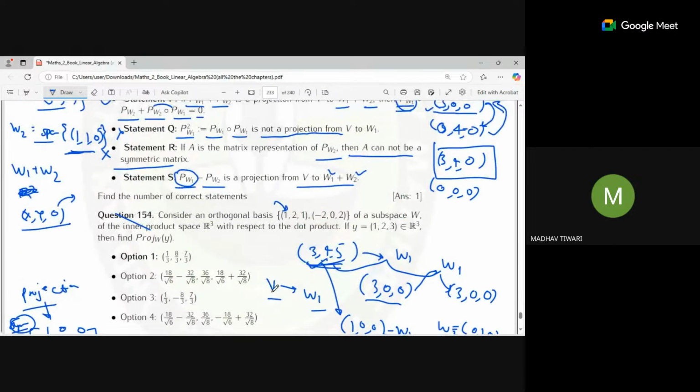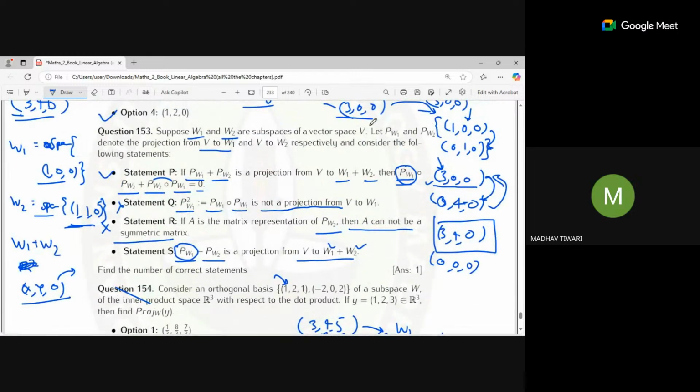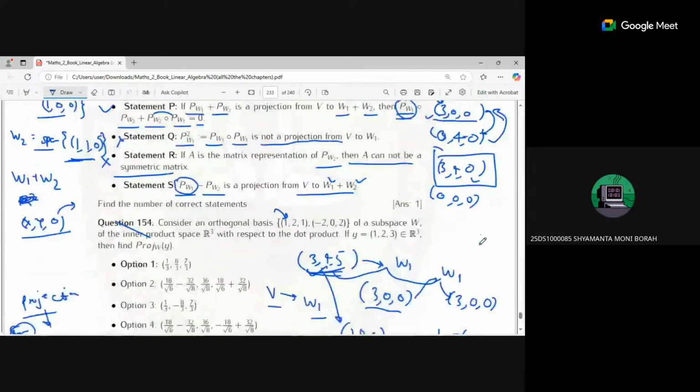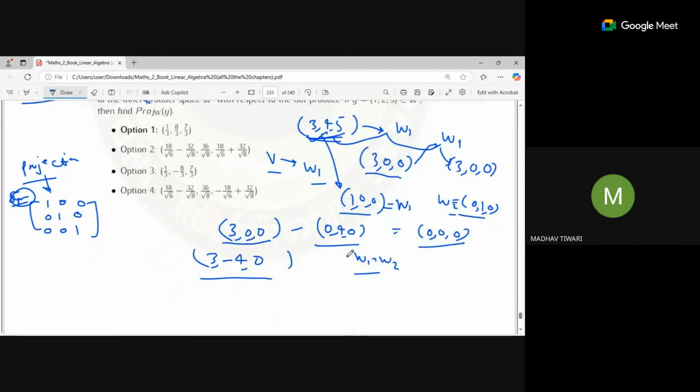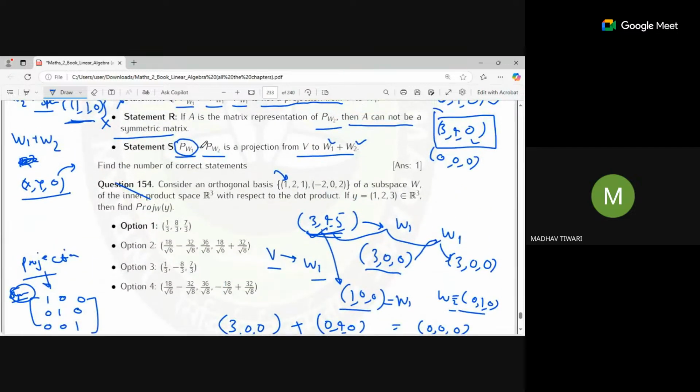So it is saying that it will be equal to the projection of V on W1 plus W2. But here we found that if I find out a projection of 3, 4, 5 on this W1 plus W2, it was 3, 4, 0. Here I am getting 3, minus 4, 0. If instead of this I used plus, it would be equal. So that's why it is wrong. If it was plus, then it will be correct. Okay, that's the thing.